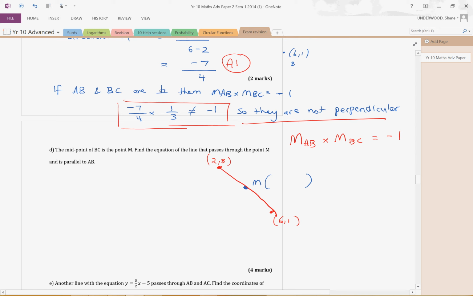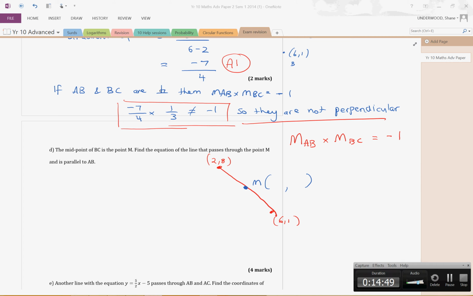Exam 1 is a skills exam. You don't really need a bound reference. You do need to study, absolutely you need to study. Alright, I'm going to pause here, have a go at this one and find the midpoint M, please.